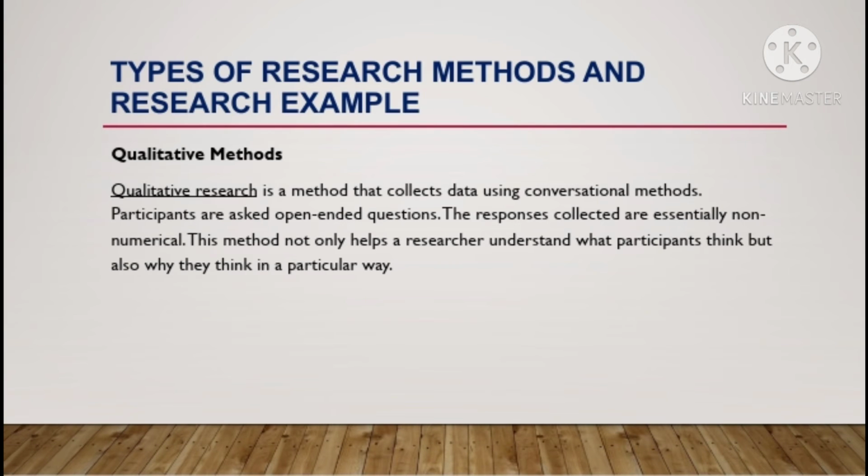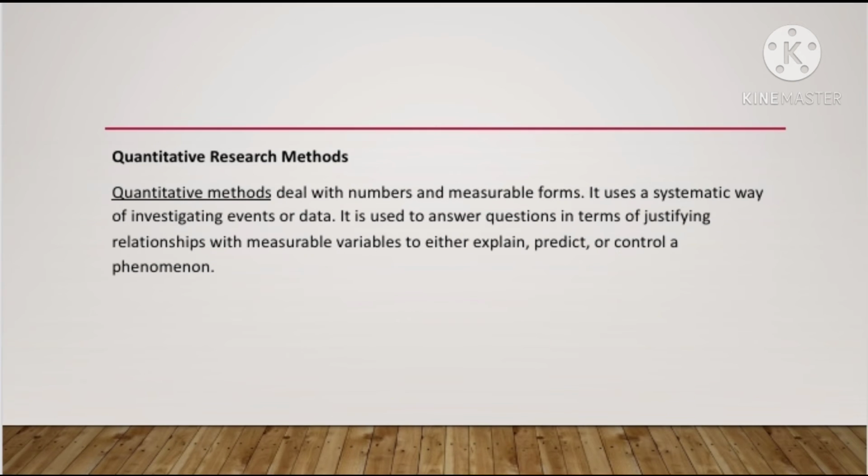Types of research methods and research example. Qualitative methods. Qualitative research is a method that collects data using conversational methods. Participants are asked open-ended questions. The responses collected are essentially non-numerical. The method not only helps researchers understand what participants think but also why they think in a particular way.